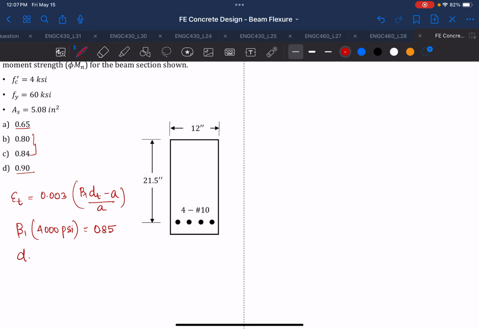And then what is dt? Dt is, again, your d, which is also equal to dt in this case. Okay, so this will be 21.5 inch, and then a is equal to As fy divided by 0.85 f'c times b, and this is your b, which is your width of your concrete, and this will be equal to 7.5 inch.